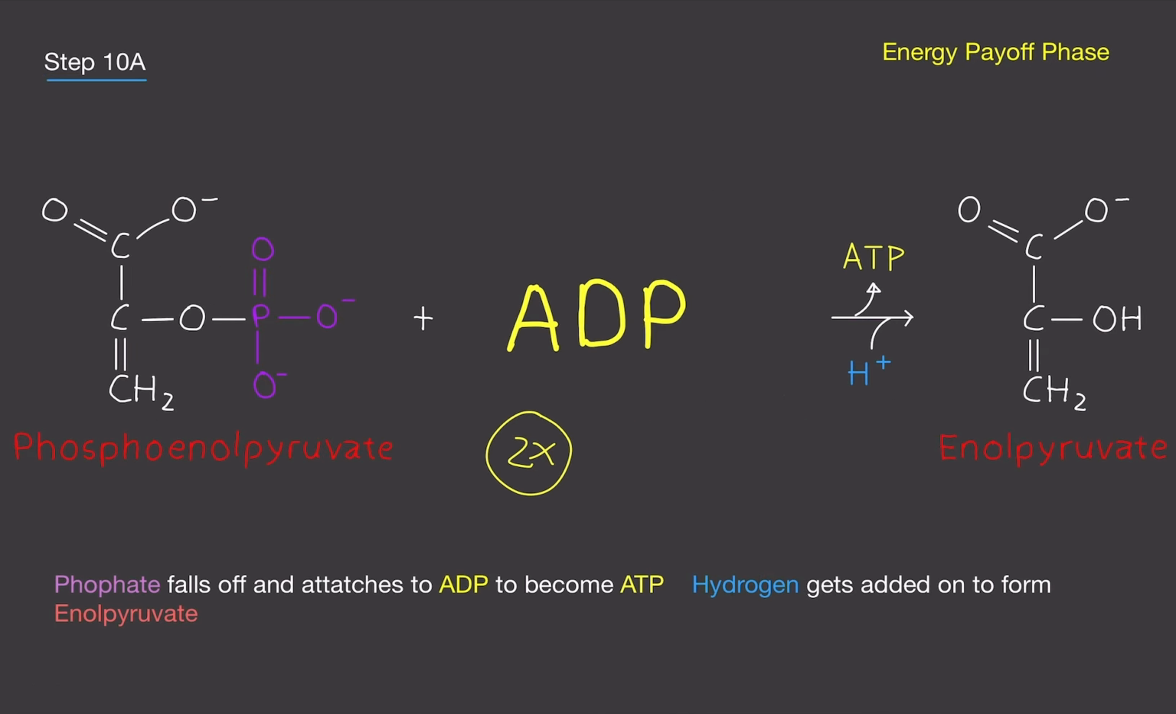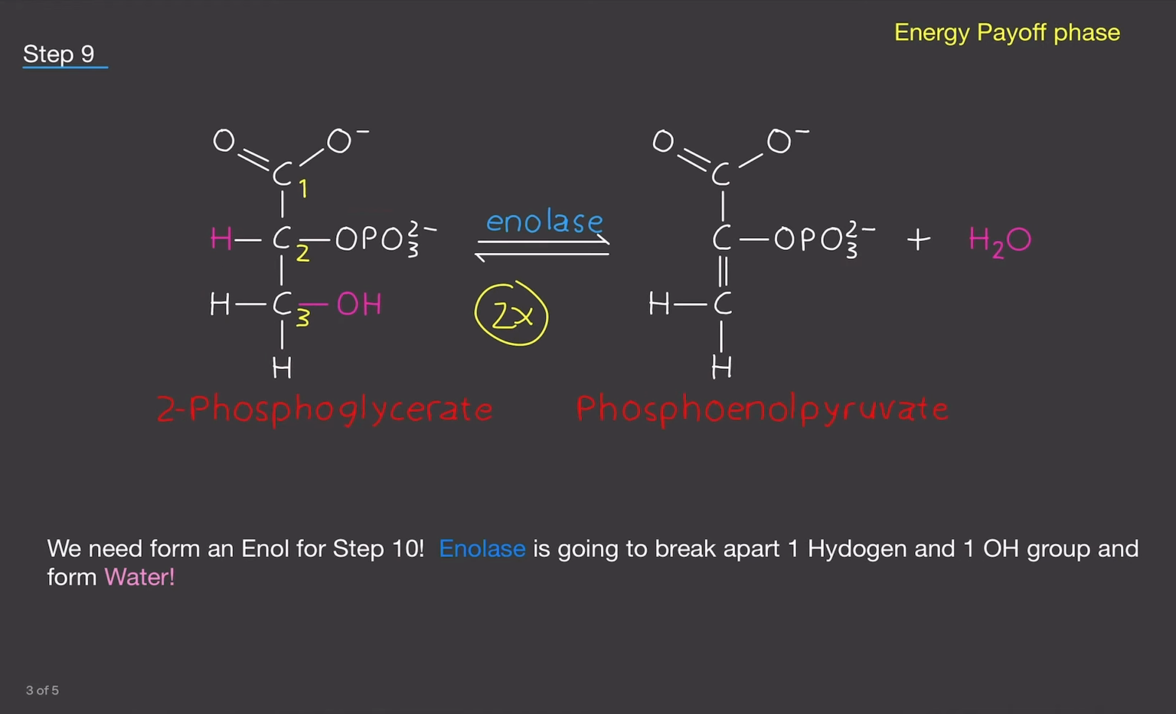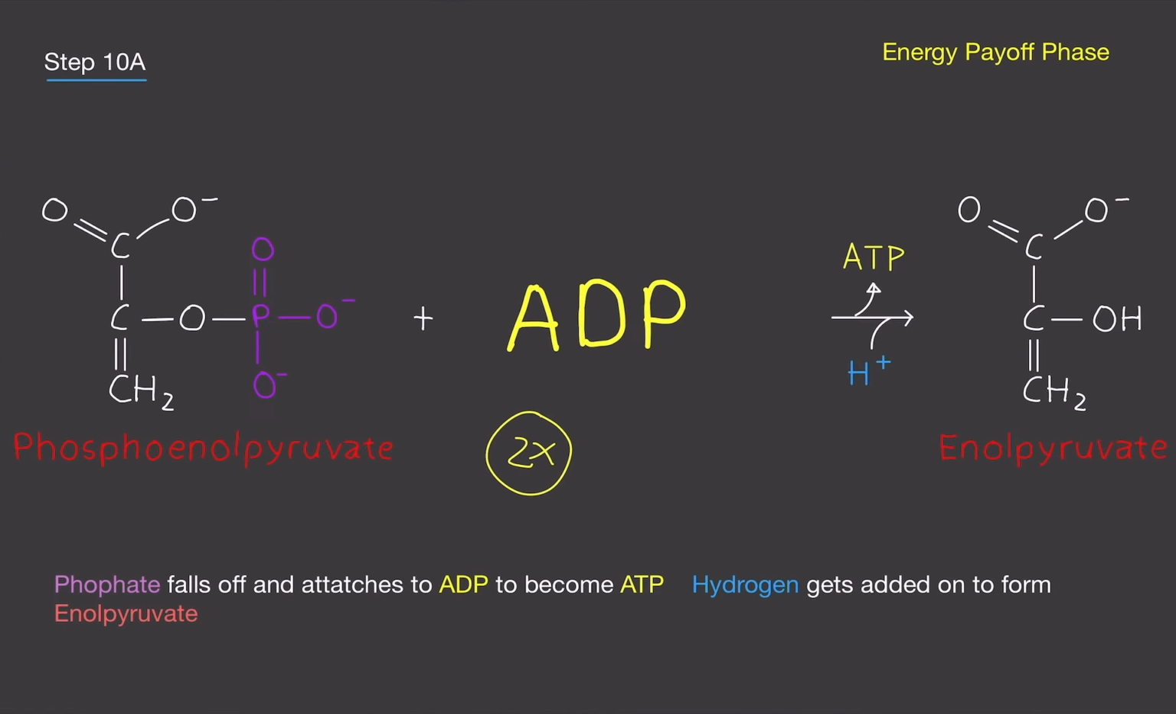Now step 10A. Step 10 is actually broken up into 2 parts. Technically, it's like step 11. There's like 11 steps to glycolysis, but we don't say that. We just say 10 steps. But we say 10 steps A and B, or just 2 parts of step 10. So this is the first part. We have phosphoenolpyruvate. I just drew this phosphate group out because this is the same thing.